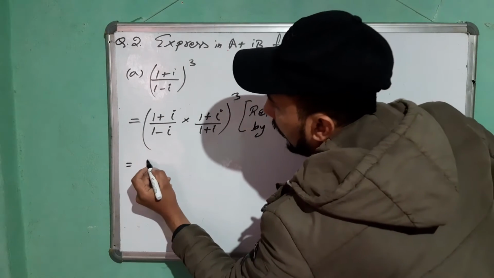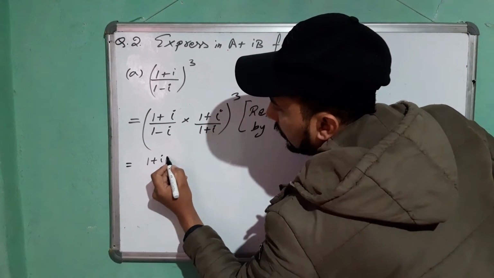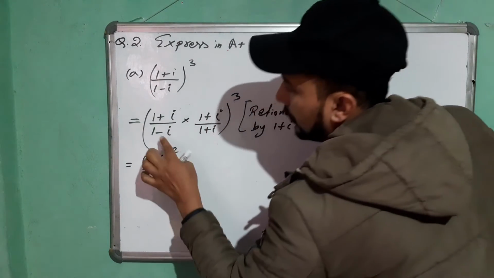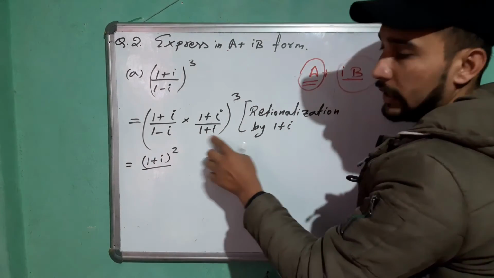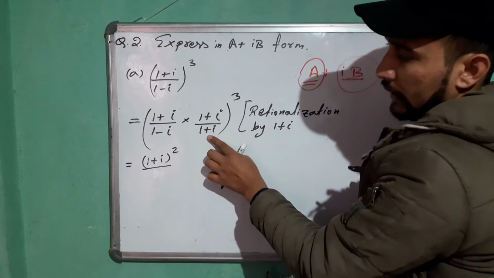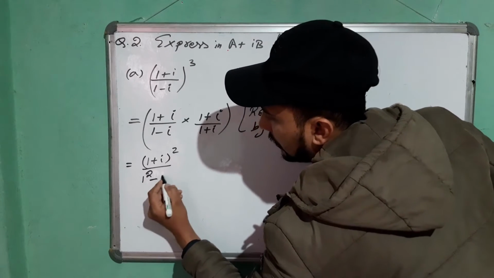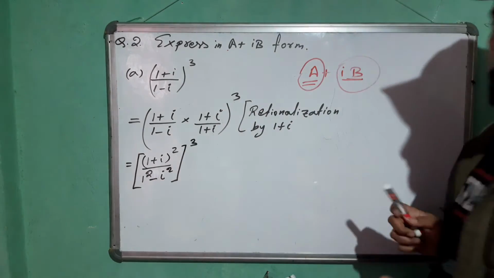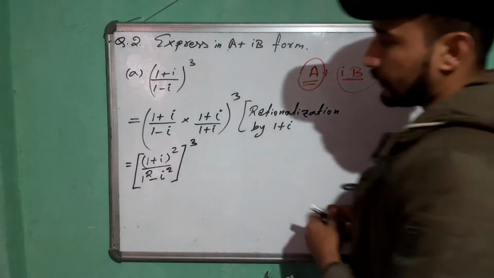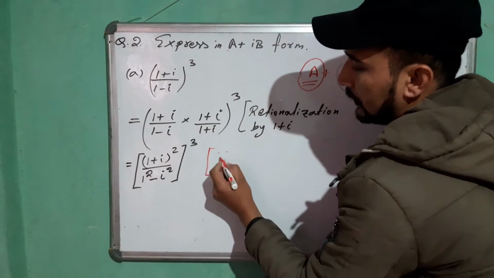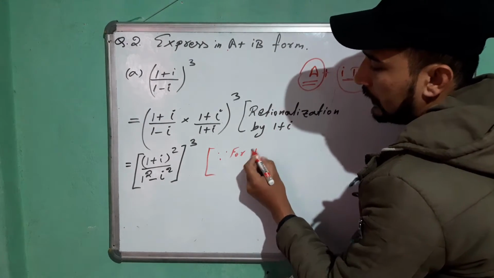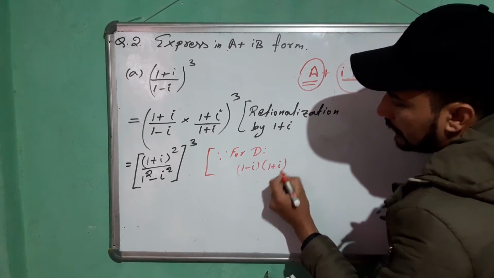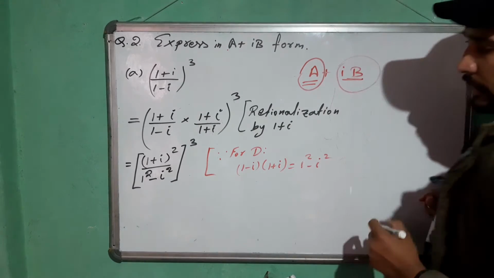Now in numerator you have 1 plus i square. 1 plus i into 1 plus i is (1 plus i) square, and in denominator you have (a minus b)(a plus b), 1 minus i, 1 plus i. Okay, so it will be 1 square minus i square, and this cube is as it is. Because for denominator only, 1 minus i into 1 plus i is equals to 1 square minus i square, a square minus b square.